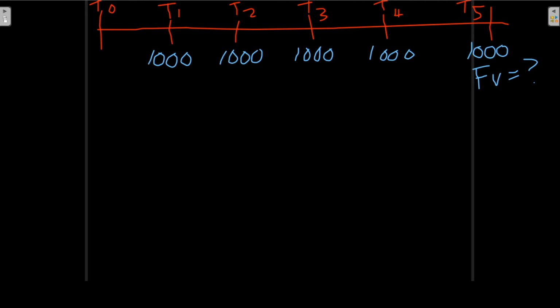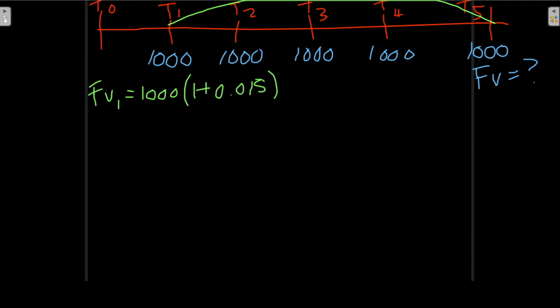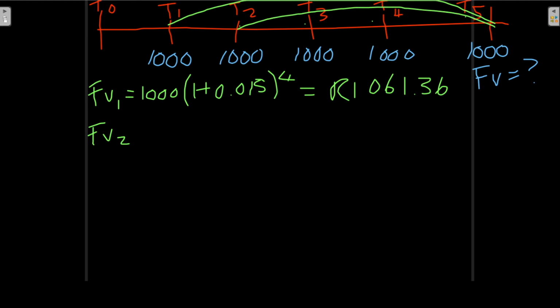So to move the first payment from t1 to t5, I will call that future value 1. That will be my 1,000 rands times 1 plus my effective interest rate. I've moved it 4 time periods, 1, 2, 3, 4, so that is to the power 4. Then I move my second payment forward 3 time periods.